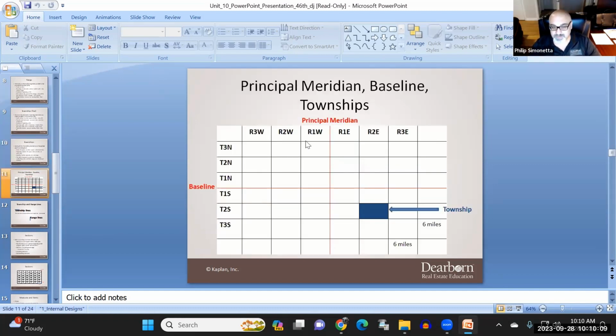So here's an example. Here's your principal meridian. Here's your baseline. So this is T1 south, T2 south, T3, T4, T5, right? All the way down. Same thing north, right? So the question was T2 south, R2E. So you go, okay, T1 south, T2 south, R2E. Boom. That's the township we're talking about. And that's 6 miles by 6 miles, right? Because here's the principal meridian. That's 6 miles, 6 miles, 6 miles. Here's the baseline. That's 6 miles, right? Does it all make sense?